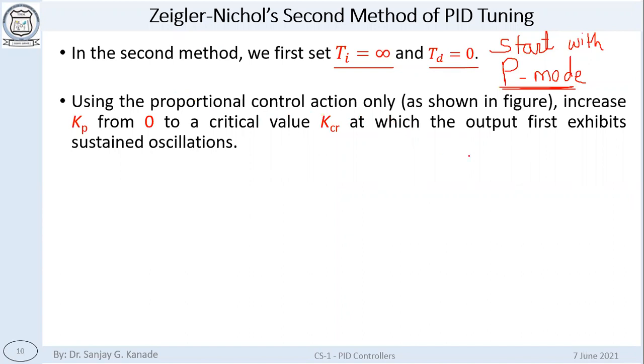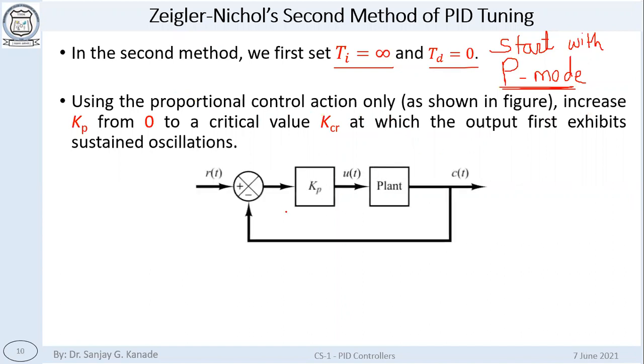Now what we do in the process, see, this is the beginning starting diagram. Here actually we are supposed to have a PID controller. Here is the PID controller block, as I showed you in the beginning of the lecture also. However, to begin with the second method, we are simply starting with P mode. That's why Ti is infinity, Td is 0, so Kp only remains. That's why I have shown here only Kp in the block diagram.